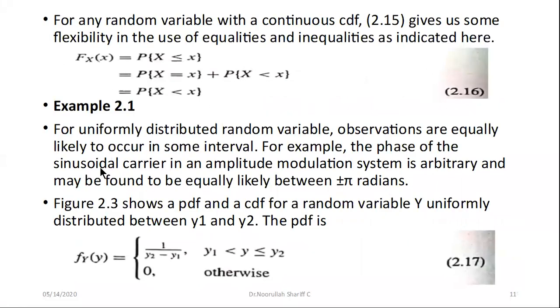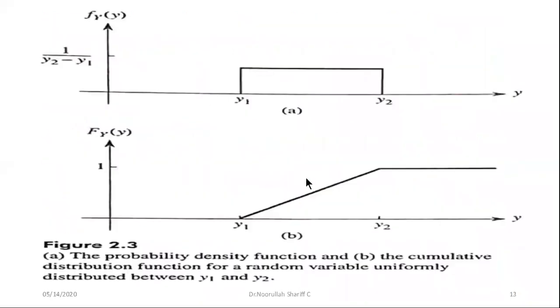For example, the phase of a sinusoidal carrier in an amplitude modulation system is arbitrary and may be found to be equally likely between plus or minus pi radians. So when you have an amplitude modulated signal, the phase of the sinusoidal carrier is generally arbitrary and may be found to be equally likely, which might be somewhere between plus or minus pi radians or 0 to 2 pi radians, whichever you consider. And it will be a constant value.